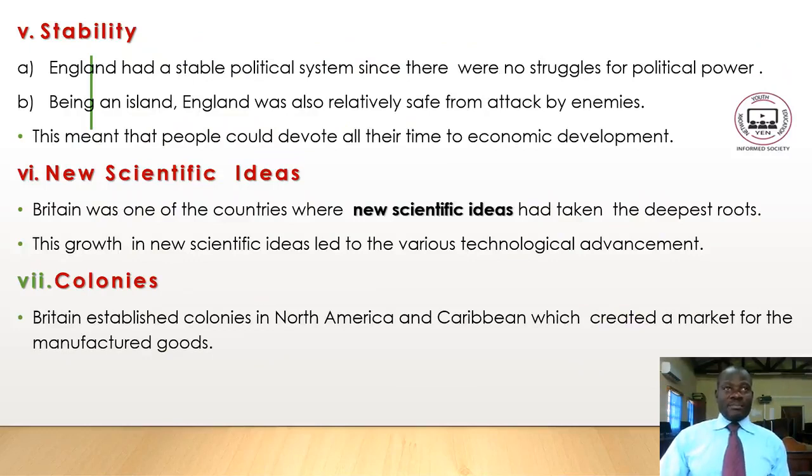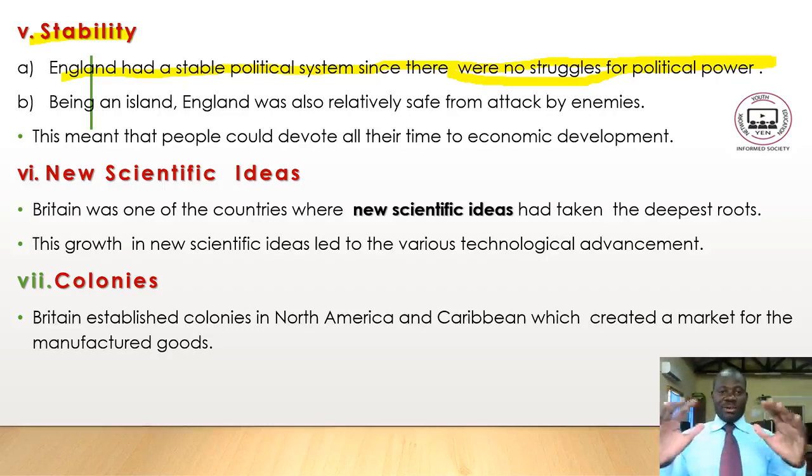Next is stability. Stability is another reason why it started in England. England had a stable political system since there were no struggles for political power. So Britain or England followed the monarchy, and there were no political struggles, or maybe rebellion by others. No, they were all under the monarchy.